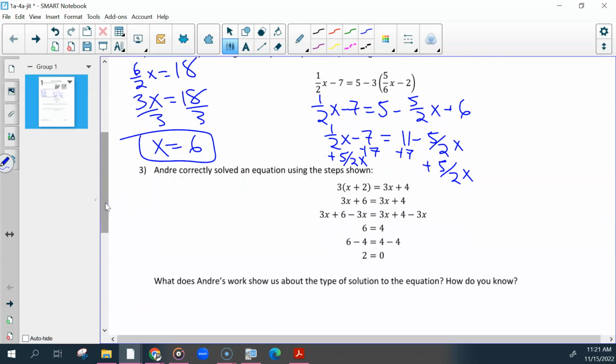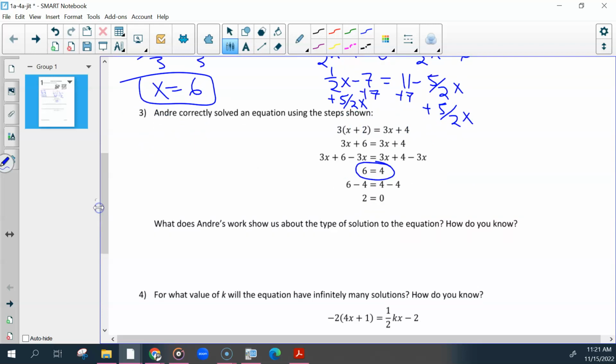For number 3, it was already solved for you. He could have stopped here at 6 equals 4, but then he kept going. It doesn't matter. What type of answer did he get? Alex? No solution. And how do we know that? Because 0 equal to anything is no solution. That's the best way.